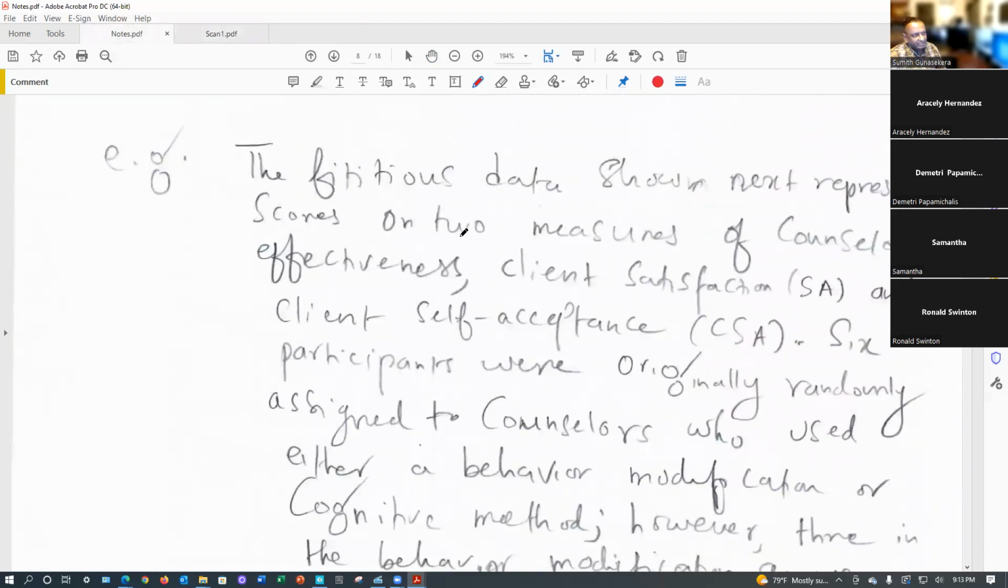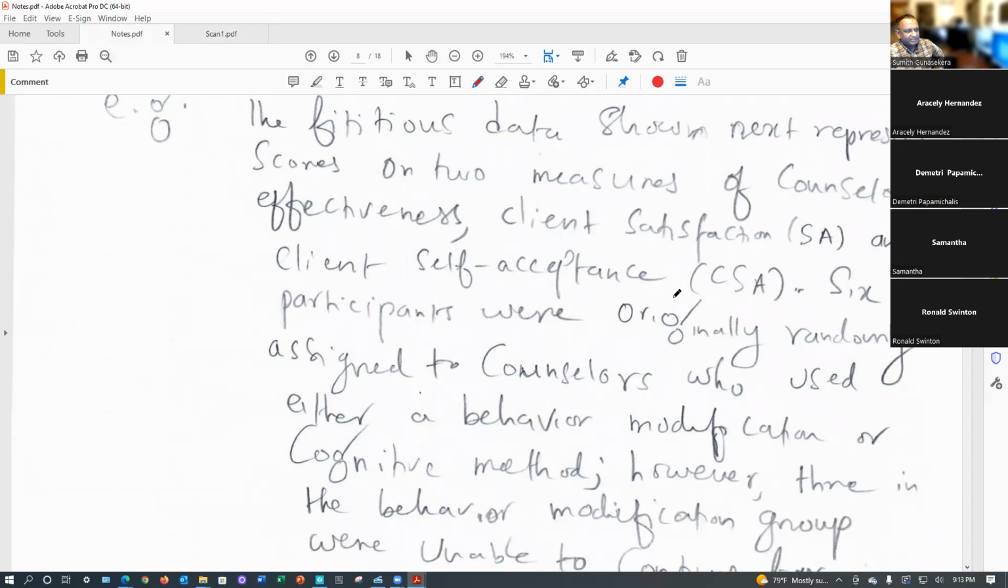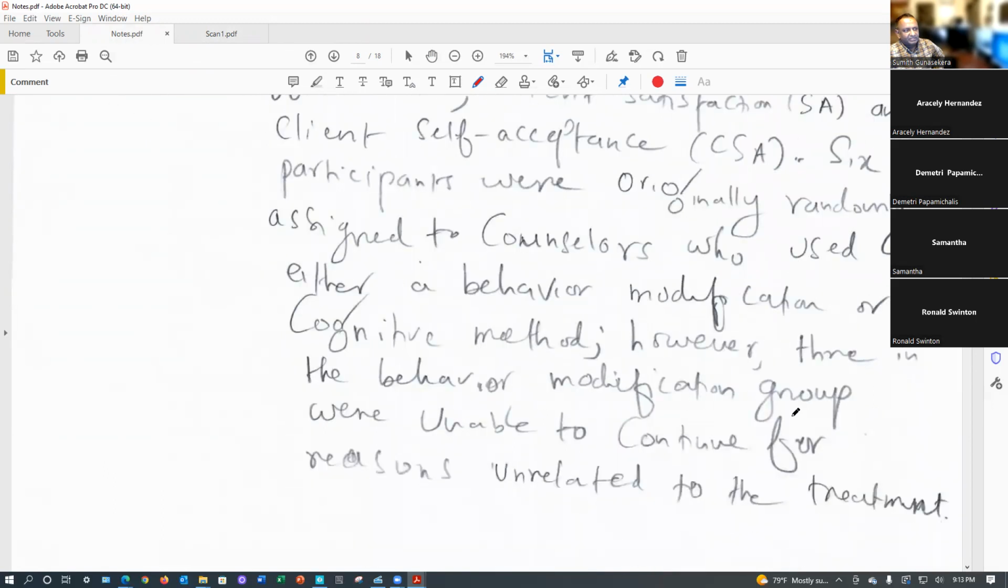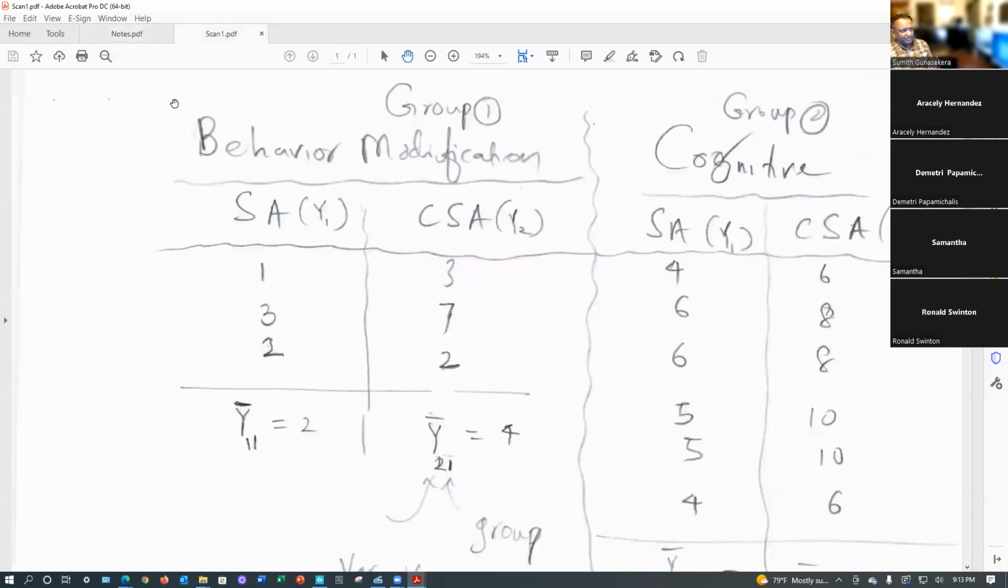The fictitious data shown next represent scores on two measures of counselor effectiveness, client satisfaction and client self-acceptance. 6 participants were originally randomly assigned to counselors who used either behavior modification or a cognitive method. There are two groups: one is behavior modification, the other is cognitive. But within each group, there are two variables taken into account. That's what I'm trying to say. We used to do only one variable, one variable from this group and the same variable from this group.